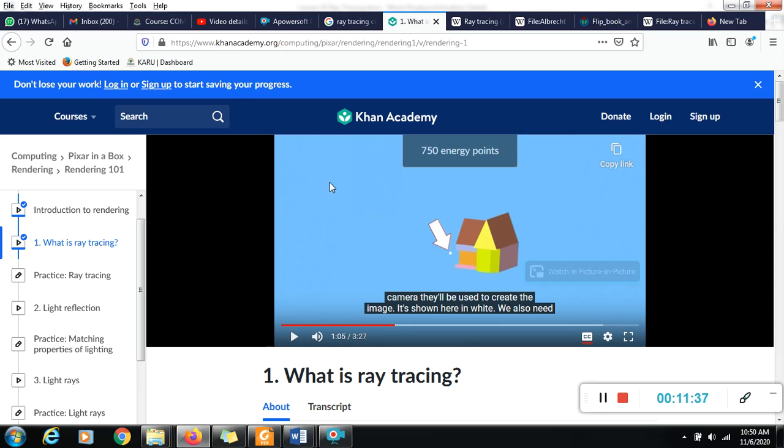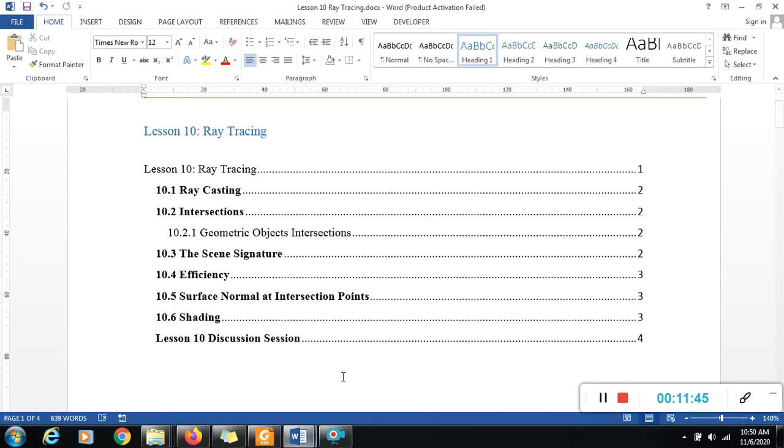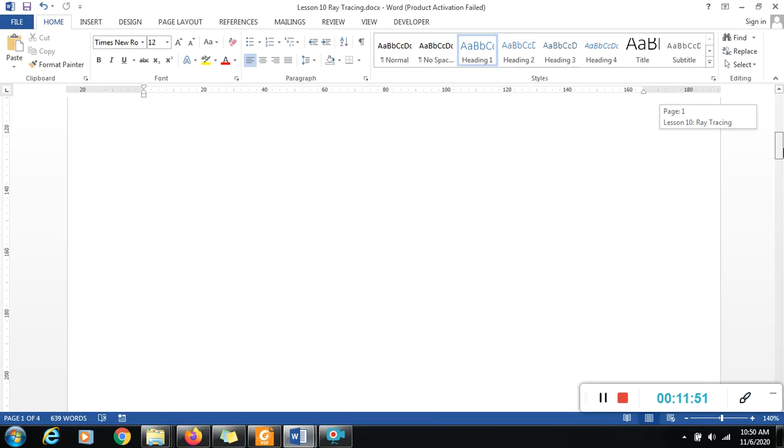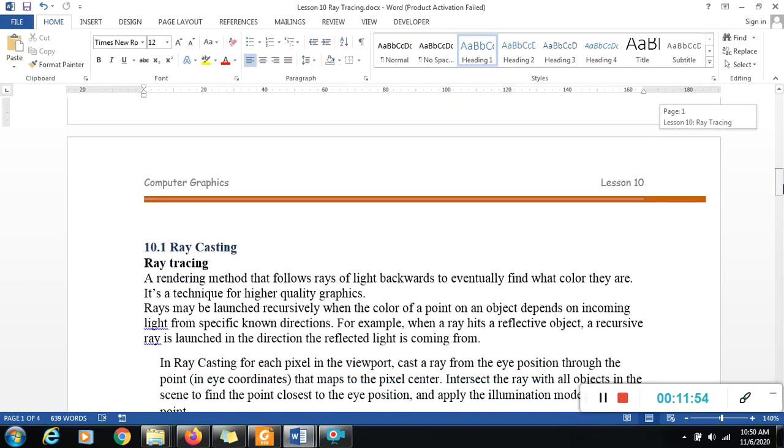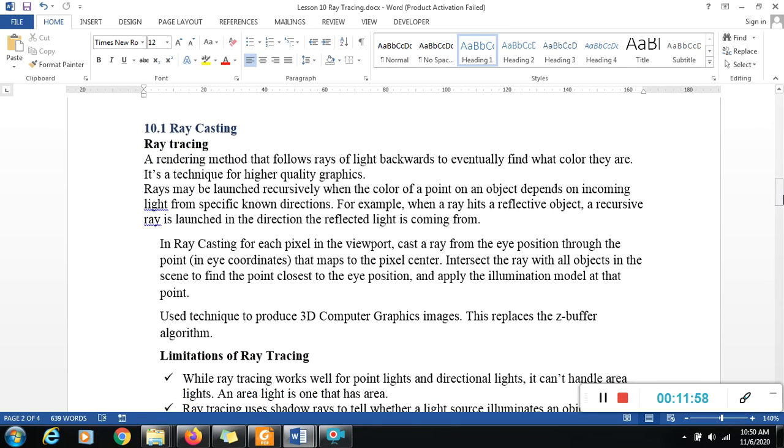Well, having said that, now I'd like us to go into the content that you have to cover in a very brief way, and I'm avoiding the word shallow, so that we have the concepts that we need to use in computer graphics. Ray tracing. We first start by asking ourselves, now we have an idea of what ray tracing is. It's basically a rendering method that follows rays of light backwards. We have seen that. Rays of light backwards to eventually find what color they are is a technique for higher quality graphics.